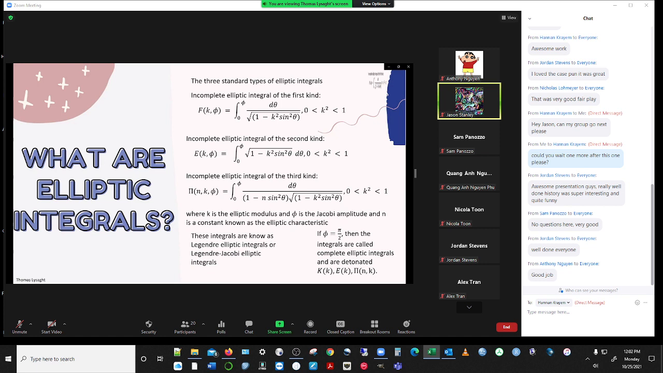These integrals are known as Lagrange elliptic integrals or Lagrange Jacobian elliptic integrals. If phi is pi over 2, then the integrals are called complete elliptic integrals and are denoted by K of k, E of k, and Pi of n, k.